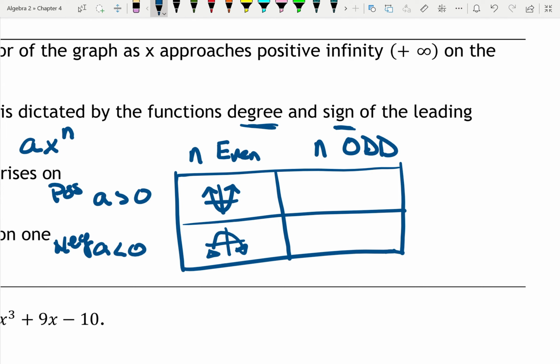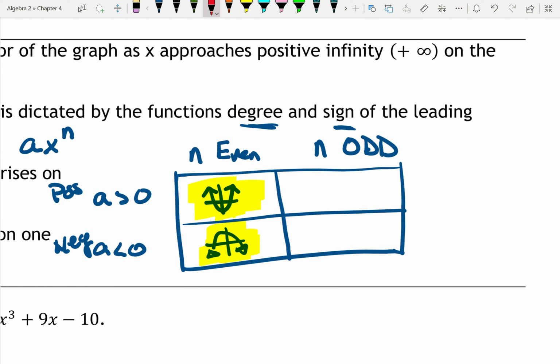So what we have here is that all polynomials with a positive coefficient and an even degree are going to roughly look like that parabola there. It's not perfect. And what we really care about is the end behavior, those arrows there. The arrows are both pointed up. Down here, we have both arrows pointed down.